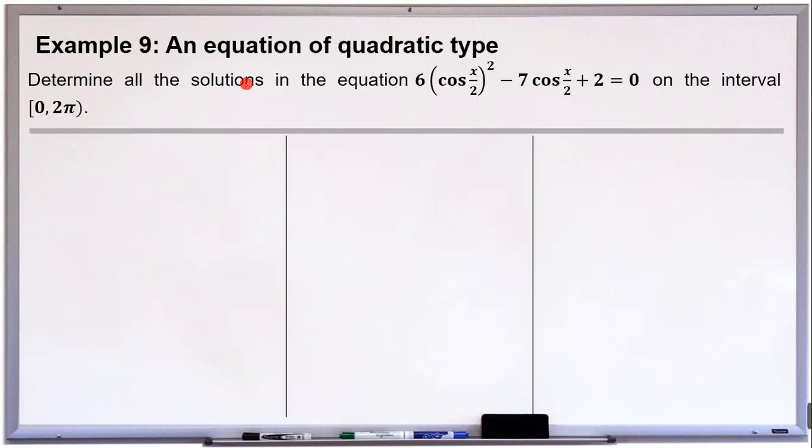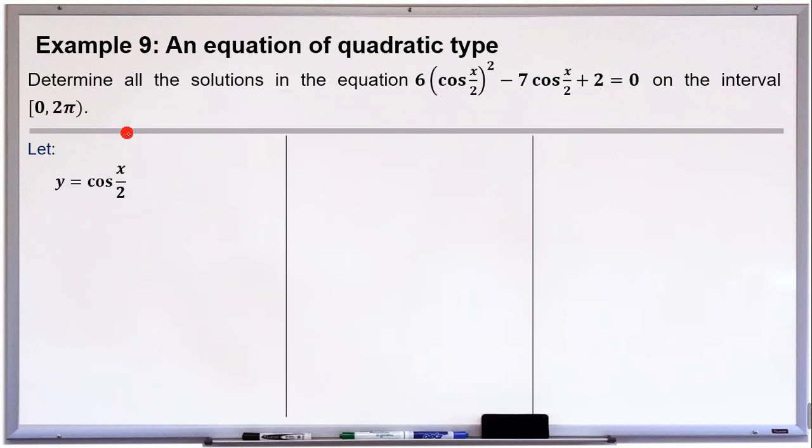Next, example number 9, an equation of quadratic type. The problem statement is: determine all the solutions of the equation 6 times cosine of the half angle x over 2 squared minus 7 cosine of the half angle plus 2 equals 0 on the interval 0 to 2 pi, wherein 0 is included.